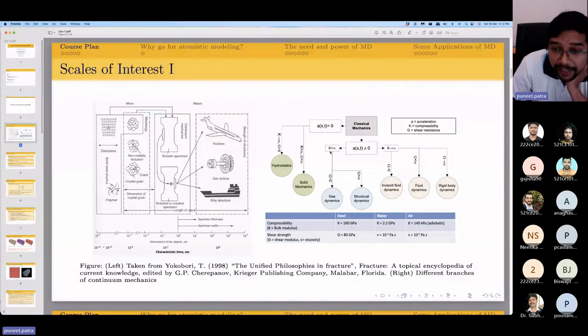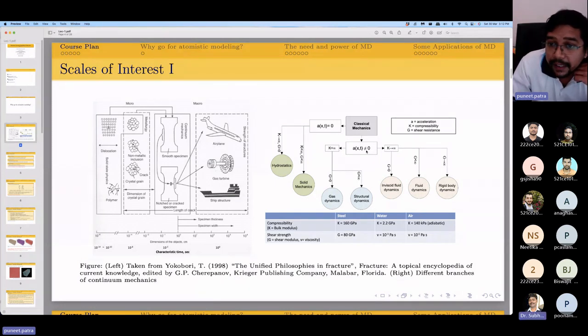When we have a finite value of bulk modulus but a zero value of shear modulus, exactly equal to zero, we have gas dynamics. Likewise, when we have a finite value of bulk modulus and a finite value of shear modulus, but also have acceleration into the picture, that is non-zero acceleration, we end up with what is known as structural dynamics.